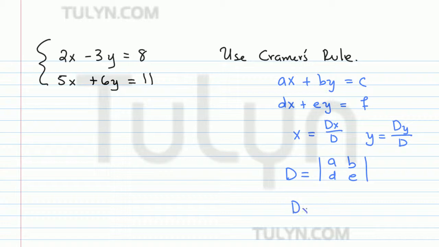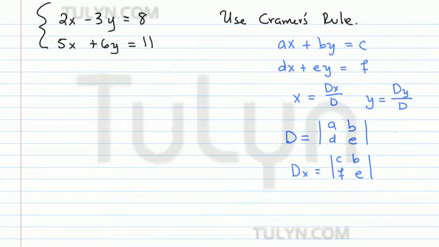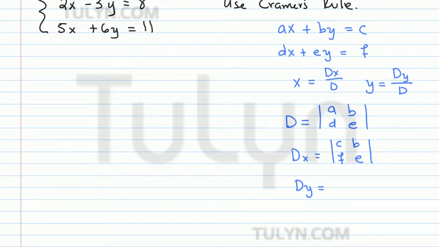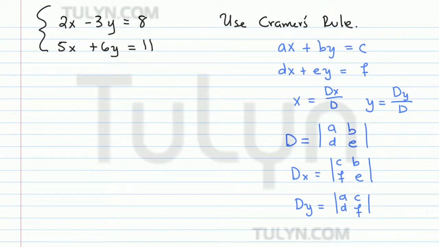Now Dx, you still do a 2 by 2 determinant, but instead of the x coefficients, you replace the a and d, the x coefficients, with the constant terms. So instead of a and d, you're going to see c and f, and then the y coefficients are the same. And then for Dy, you do the same thing, except instead of a and d, you now replace the y coefficients. So the x coefficients are going to be the same, but the y coefficients are going to be replaced with the constant terms. So knowing that, let's use Cramer's rule to solve.